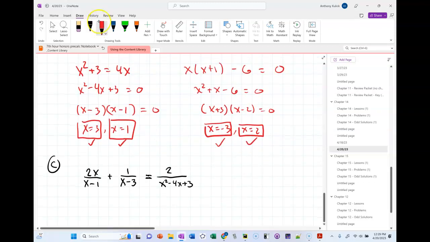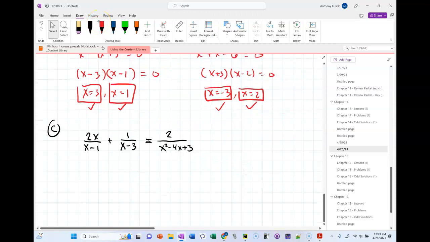So here I have 2x over x minus 1 plus 1 over x minus 3 equals 2 over x squared minus 4x plus 3. Again, I'm going to clear fractions, so I have to identify what the least common denominator is. To do that, what should I do first? Factor that out, right? Yeah.